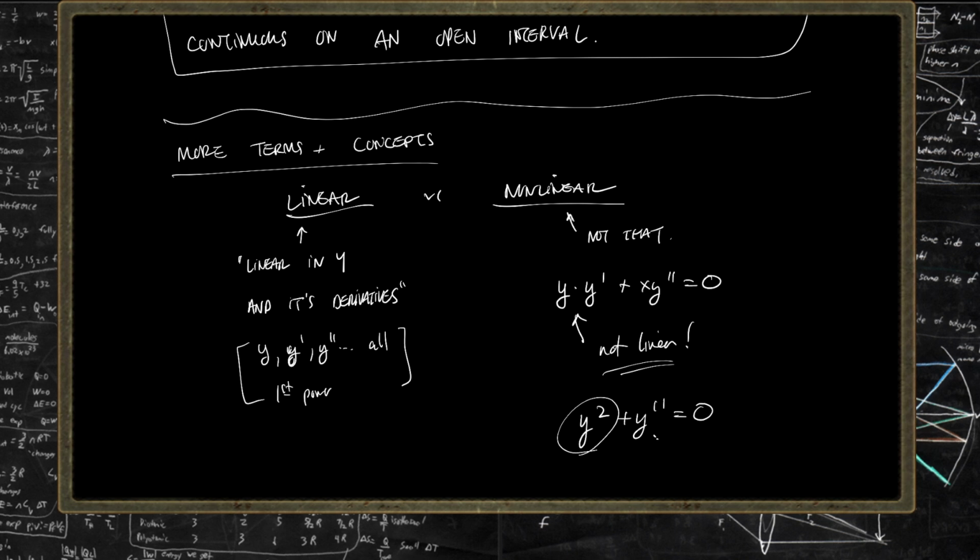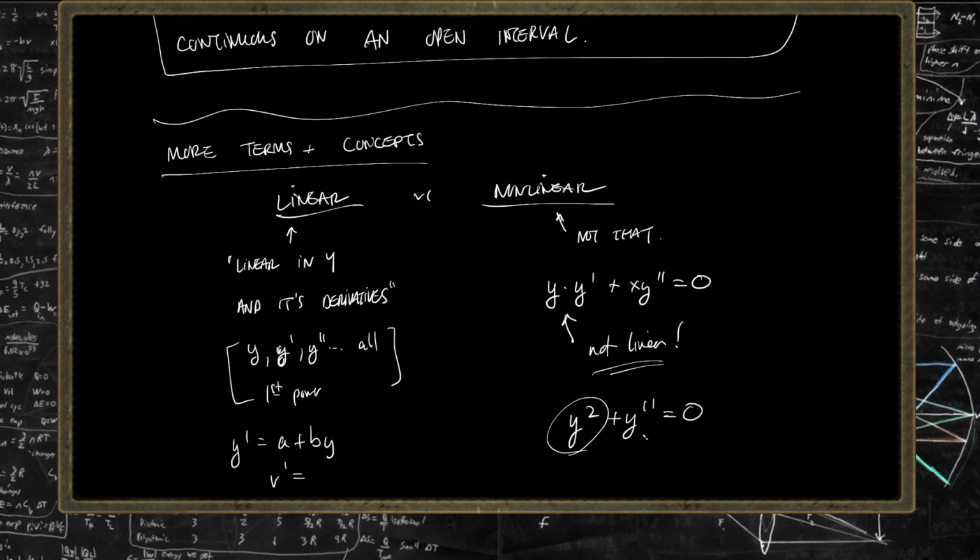Okay, so that's what we mean by linear and nonlinear. So the ones that we studied up above, like y prime equals a plus b y, and v prime equals p minus k v, these are all linear differential equations, okay, because they are linear in y and its derivatives or v and its derivatives. Those all have first power, and their coefficients are not the dependent variable. All right. Some other things. So that's linear versus nonlinear. You'll have some practice problems with that.